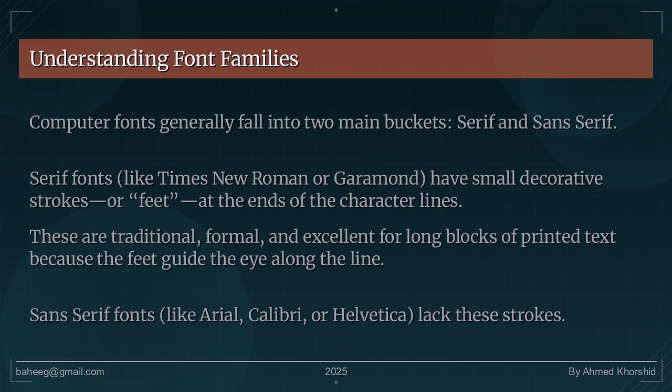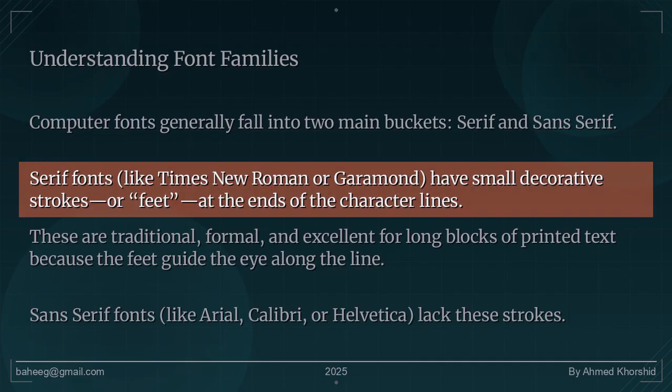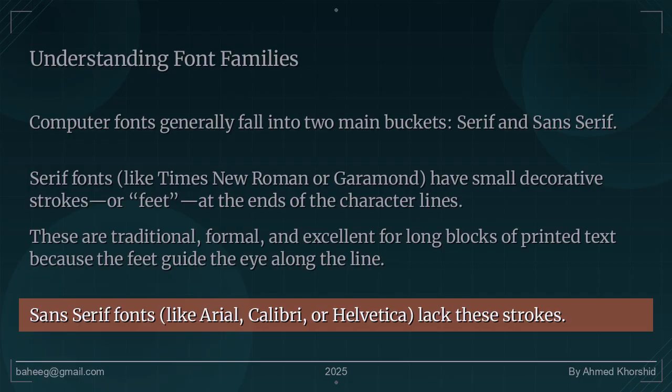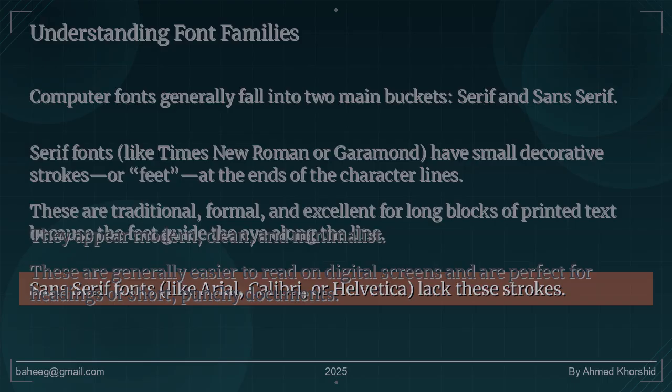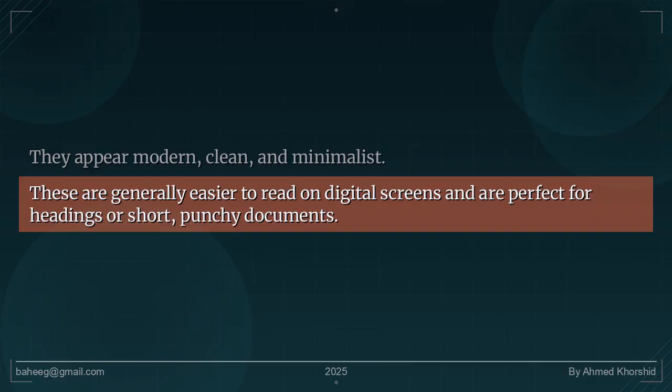Understanding font families. Computer fonts generally fall into two main buckets: serif and sans serif. Serif fonts, like Times New Roman or Garamond, have small decorative strokes or feet at the ends of the character lines. These are traditional, formal, and excellent for long blocks of printed text because the feet guide the eye along the line. Sans serif fonts, like Arial, Calibri, or Helvetica, lack these strokes. They appear modern, clean, and minimalist. These are generally easier to read on digital screens and are perfect for headings or short, punchy documents.